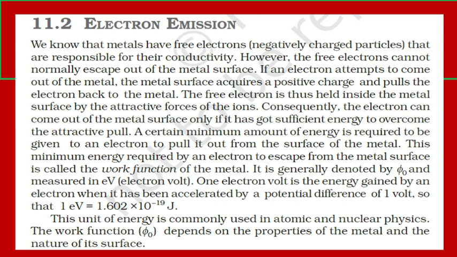To the students, once again I want to tell you that there may be a question of how to define 1 electron volt. So we must be able to define it as the energy gained by an electron. Okay, 1 electron volt is the energy gained by an electron when it has been accelerated by a potential difference of 1 volt.